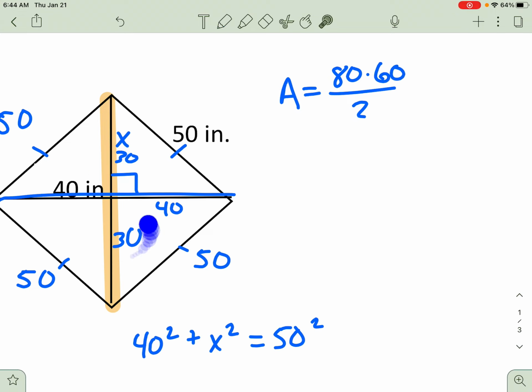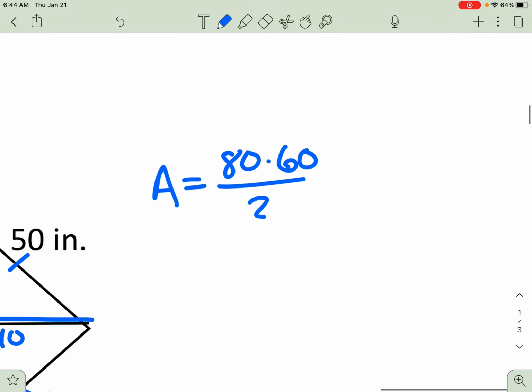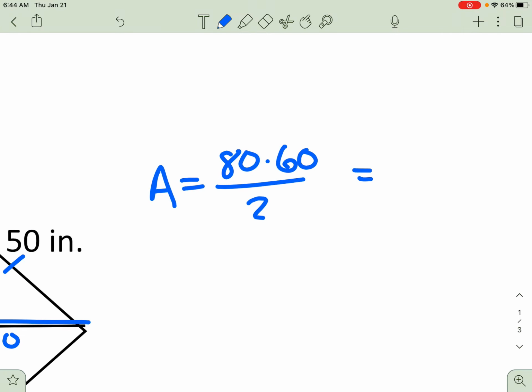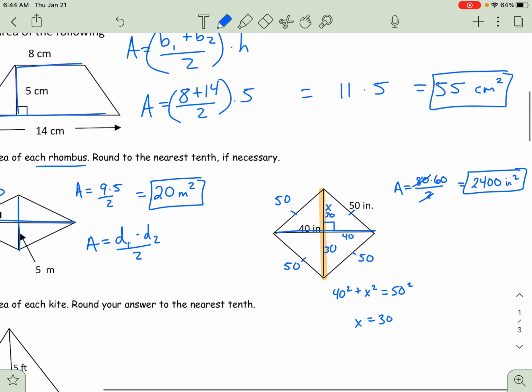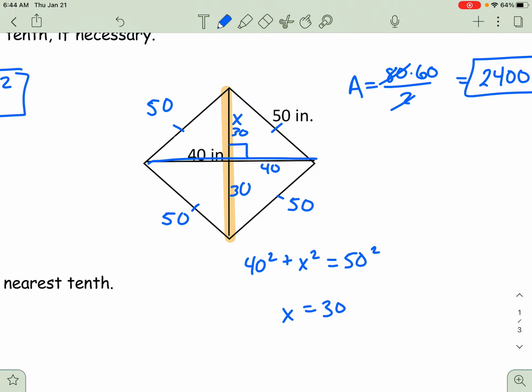Which means you'd have 80 times, not 30, I'm sorry, 80 times 60, because you want both halves of the diagonal, divided by 2. So 80 times 60, basically the same thing as 40 times 60, which would be 2,400 inches squared. So there's the area of that one.